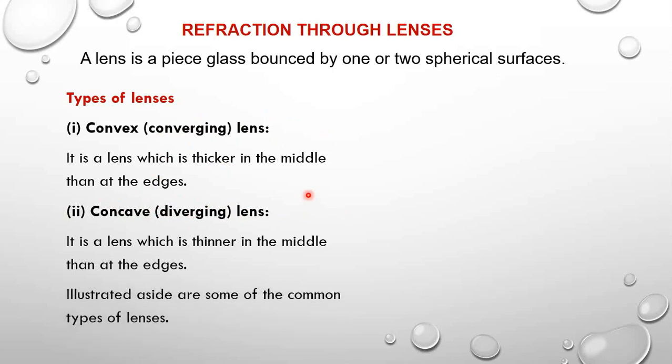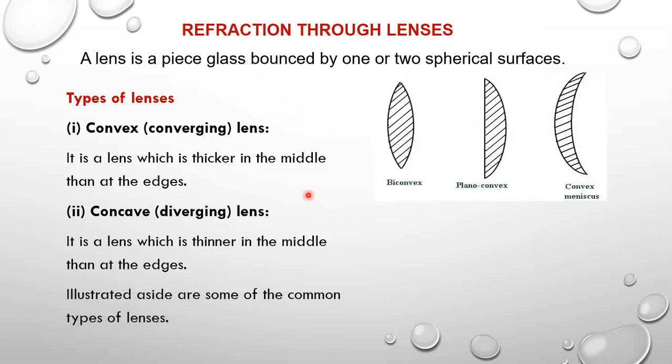Let's look at this illustration. So here we have what we call the biconvex lens. It's called bi because both surfaces are convex. And then you also have what we call the plano-convex, where one surface is flat and the other one is convex. Then you also have what we call the converging meniscus or the convex meniscus, where we have this being convex and then this being concave.